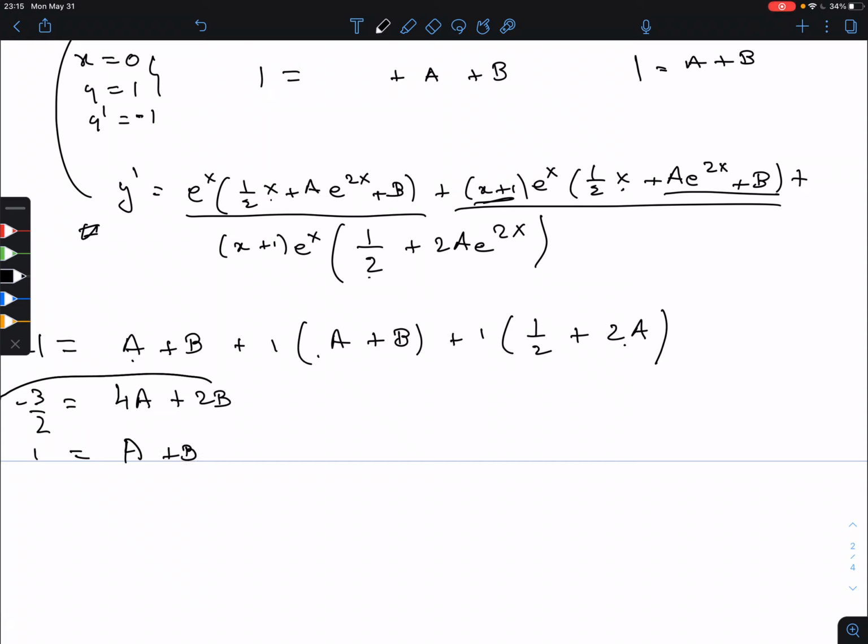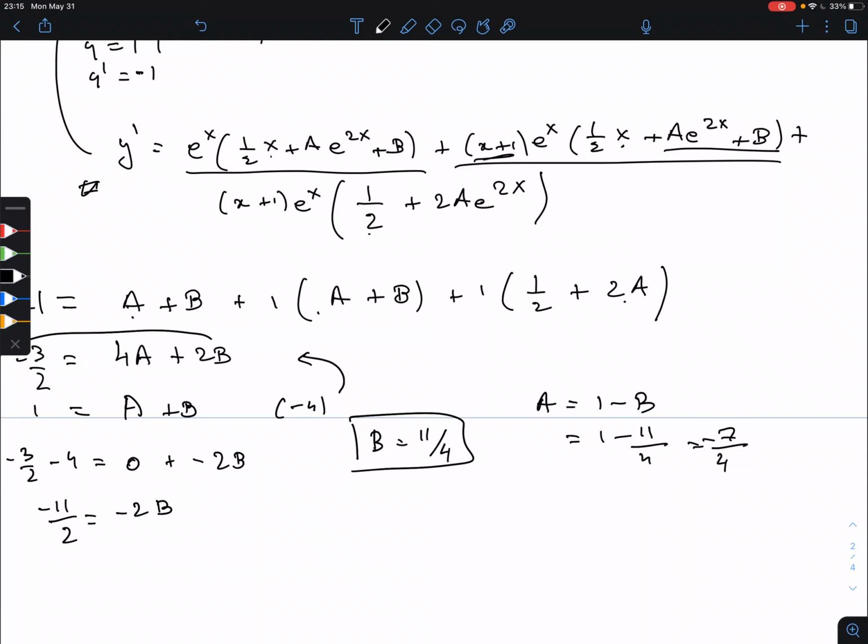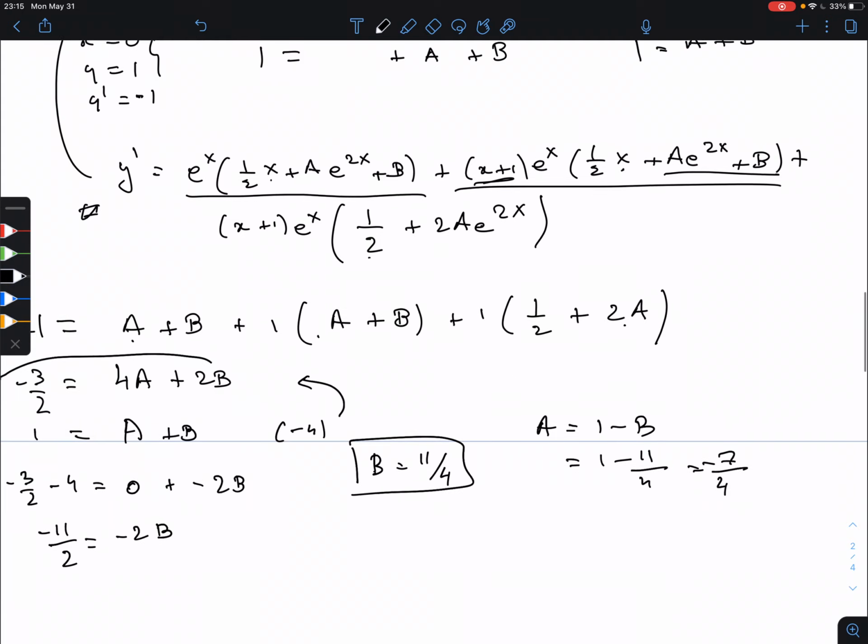So now, I did substitution the previous time, so I'm now lazy. I'm going to multiply this by -4 and add up there. So then I get -3 halves minus 4 equals -4a plus 4a, that's 0, plus -4b plus 2b, that is -2b. Okay, so this is -8, that is -11 over 2 is -2b. So I see that b is 11/4. And then since a is 1 minus b, right, that is 1 minus 11/4, that is minus 7/4. Okay, it didn't get simpler.